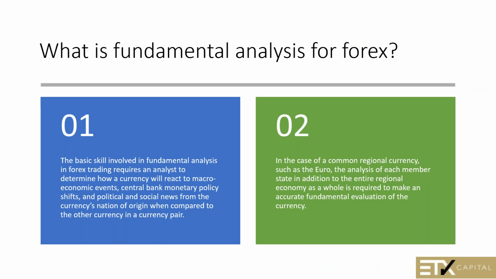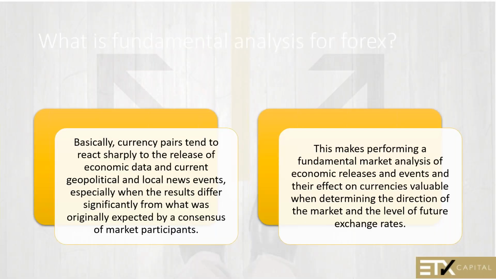Now, news trading could involve Donald Trump. It could involve trading the Brexit vote two years ago. It could involve some mess out of Iran and some oil problems with OPEC. But really, when we're referring to news trading, we're really talking about the economic data, because we call this economic news. Basically, currency pairs tend to react sharply to the release of economic data and current geopolitical and local news events, especially when the results differ significantly from what was originally expected by a consensus of the market participants.